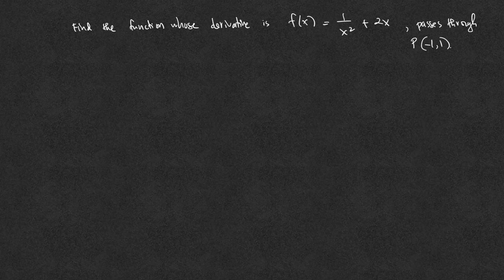Find the function whose derivative is f of x equals 1 over x squared plus 2x, and it passes through the point -1, 1. The graph of the function whose derivative passes through this point, not f of x.